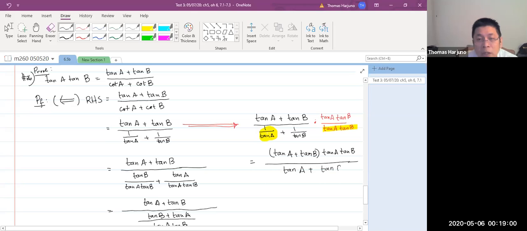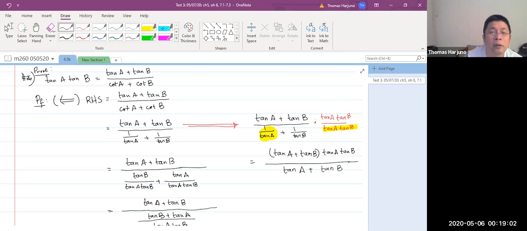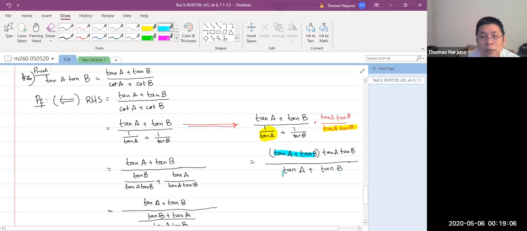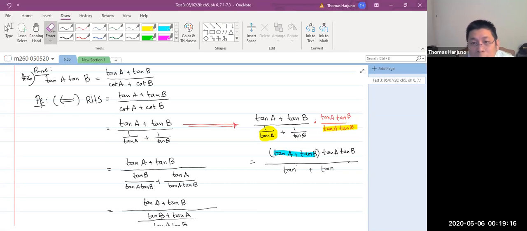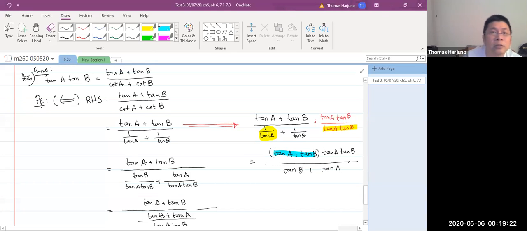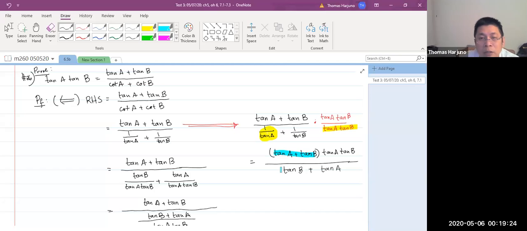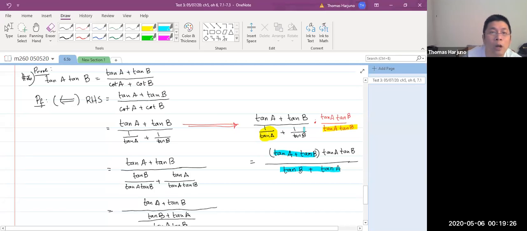Now you see that this guy here and this guy here, actually, the first one should be tangent B, and the second one is tangent A. Because the first one, tangent A cancels, so I have tangent B. The second one, tangent B cancels, I have tangent A. But anyway, that's just the same term as that top one.